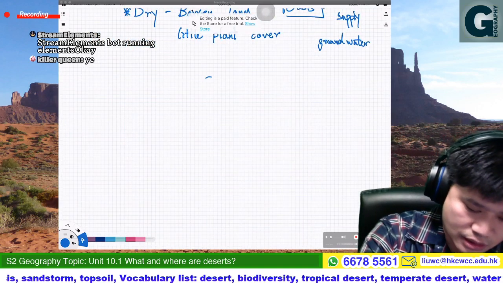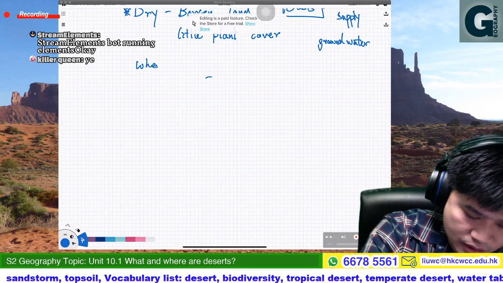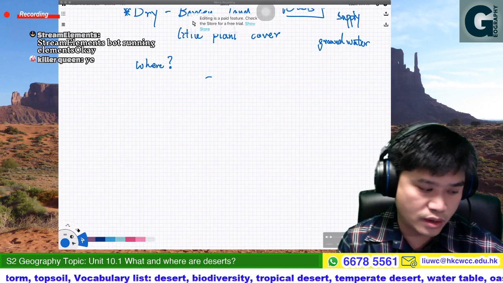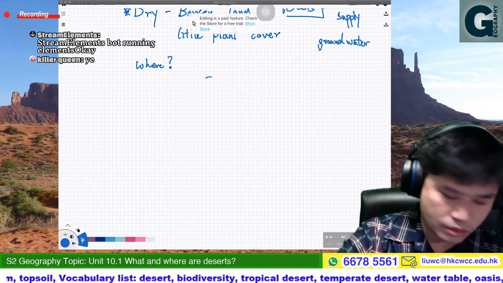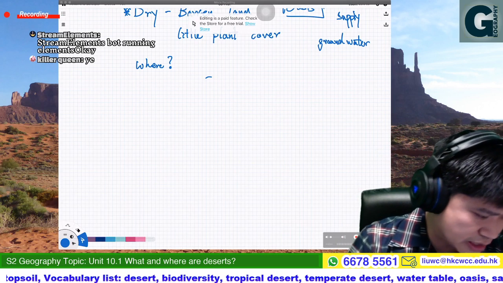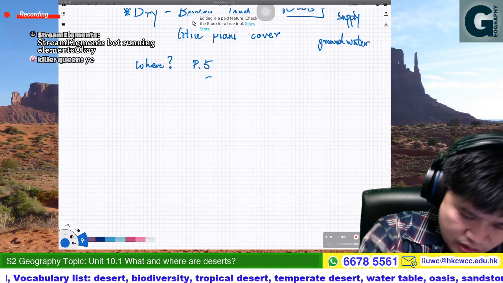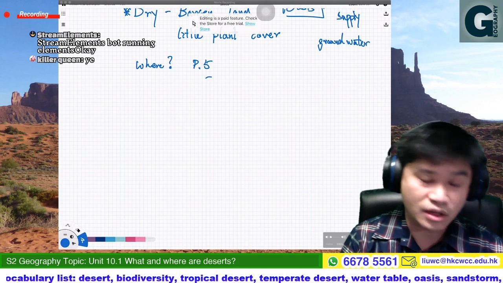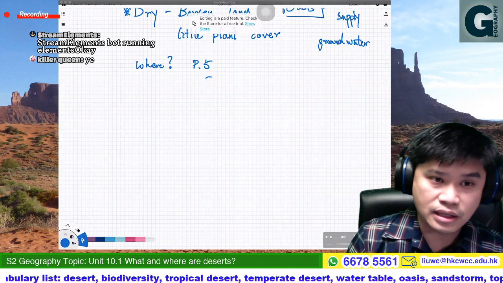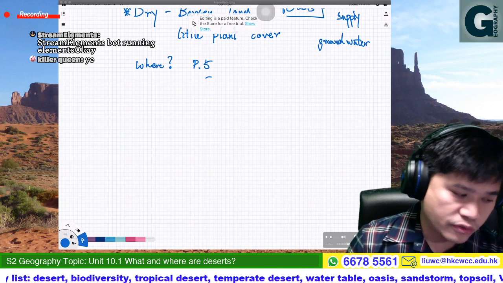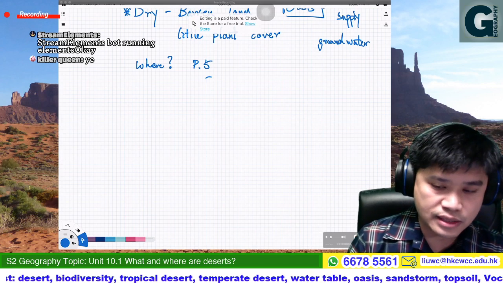Let's have a look. Where should be the desert? You may refer to your textbook on page 5. This time I don't have the e-textbook, so I'll use these notes. And if you have your textbook, highlight some parts. So, where are the deserts?